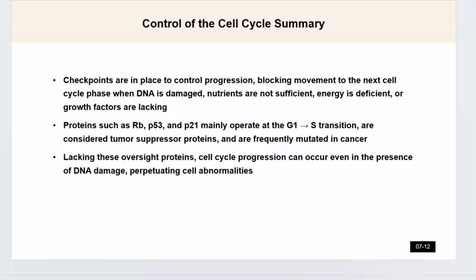Checkpoints are in place to control the progression and to block movement to the next cell cycle phase when DNA is damaged, nutrients are not sufficient, or energy is deficient, or growth factors are lacking. When we don't have these oversight proteins, we're going to have neoplasms proliferate quickly.